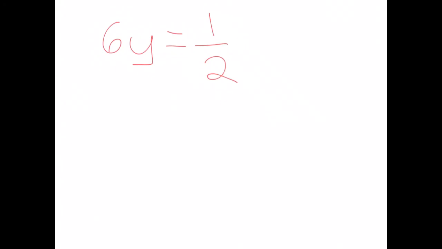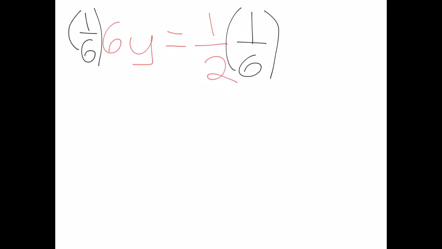This equation is a multiplication. So we have to divide. So we have to multiply with that one. So 1 times 1, 2 times 6.